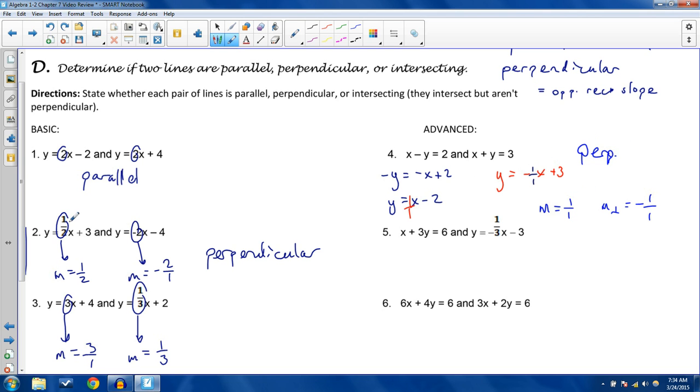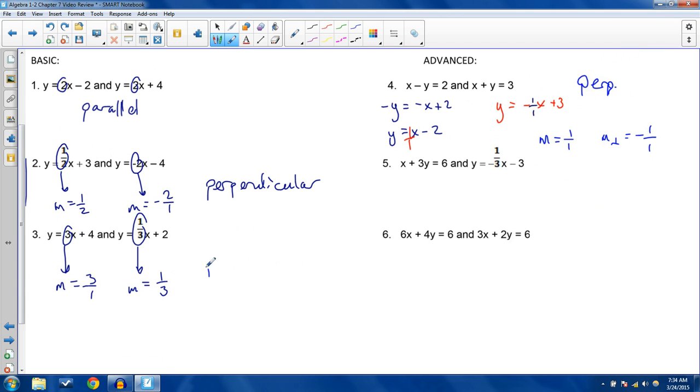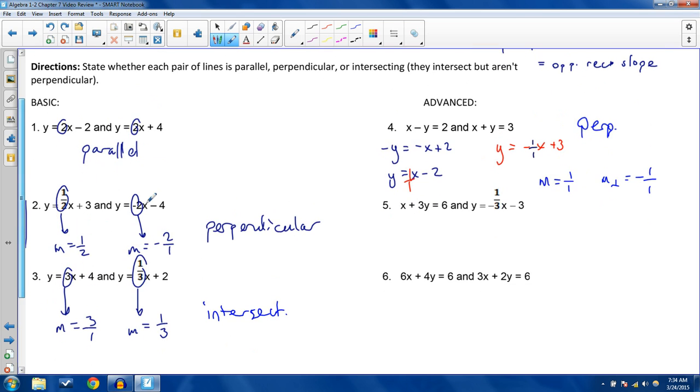By the way, on number 3, I didn't answer what the question was. These just intersect. They are not perpendicular and they are not parallel. Therefore, they do cross at one point. They just intersect. Perpendicular lines, by the way, do intersect. But intersecting means they intersect but are not perpendicular.